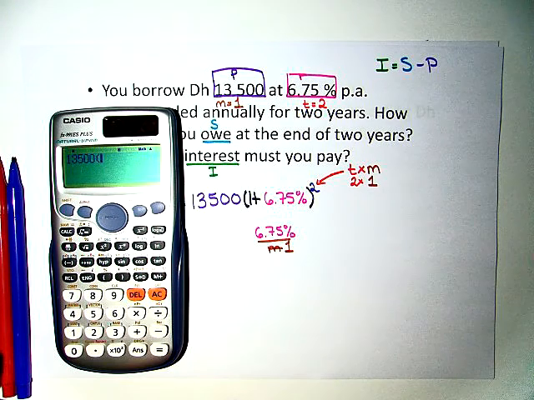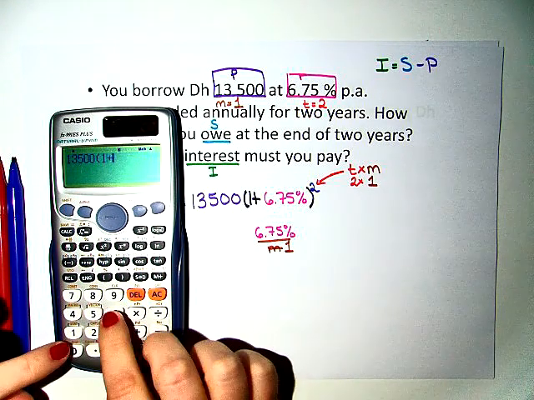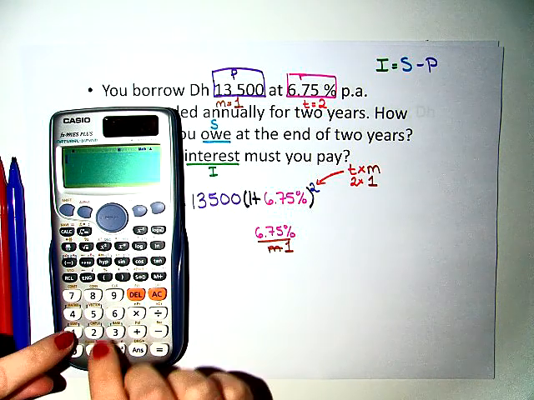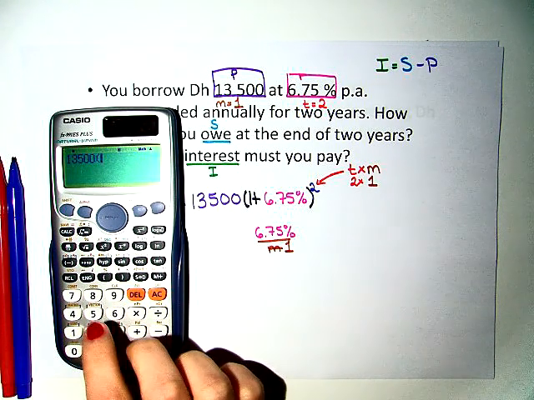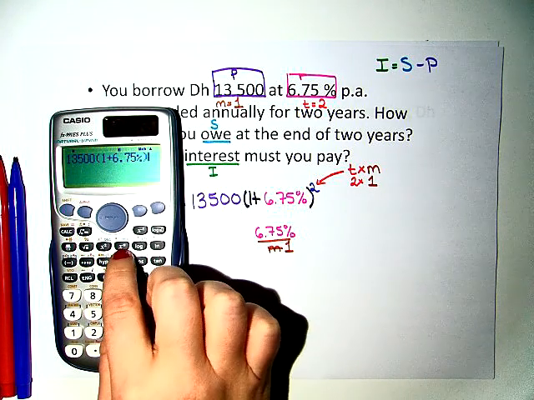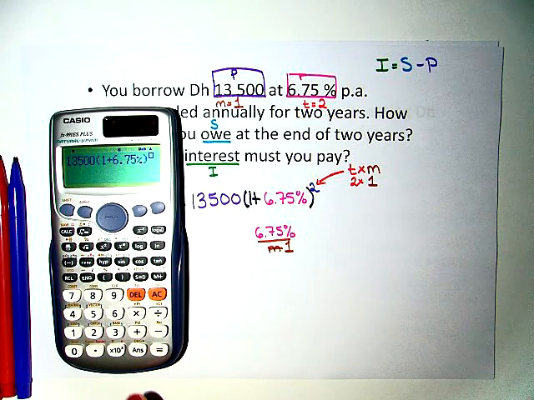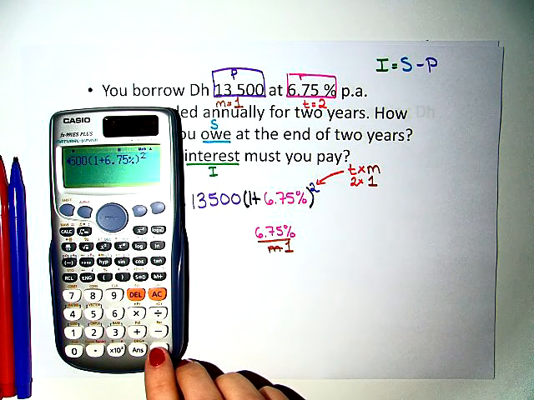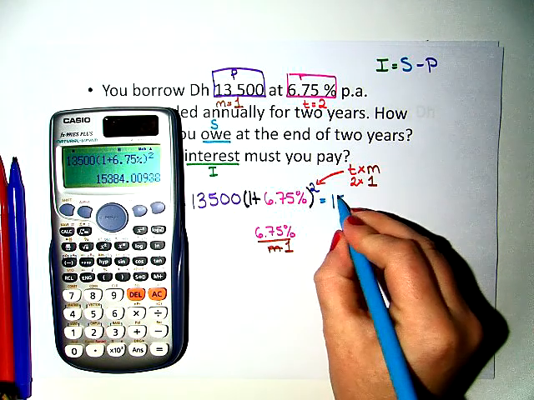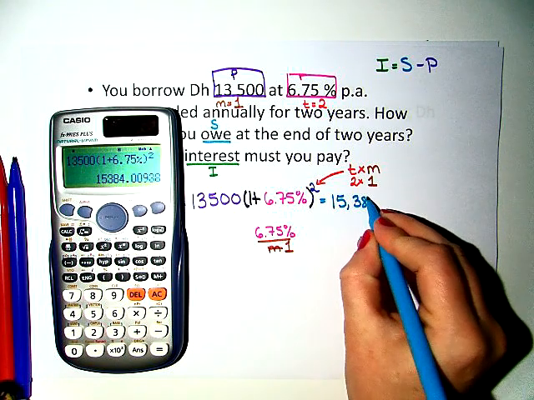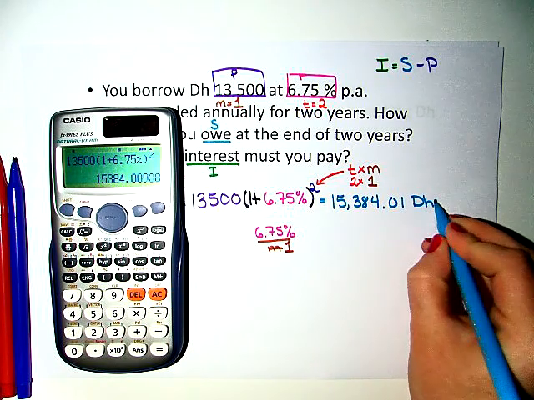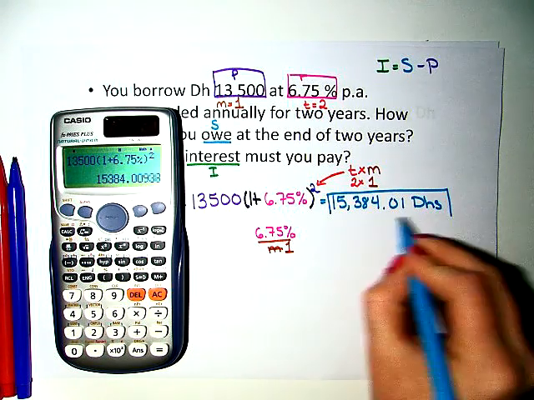13,500, open, 1 plus 6.75%. Oh, I hit the wrong button. My apologies. 13,500 times 1 plus 6.75%. And this button right here, this X box, means raised to the second power. So I get that my maturity value at the end of 2 years is 15,384.01. So this is my S.